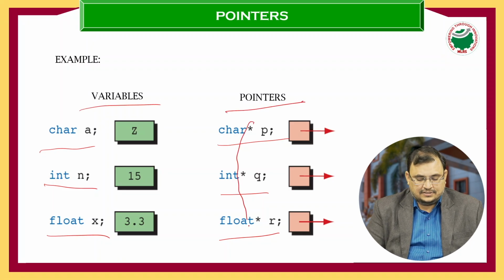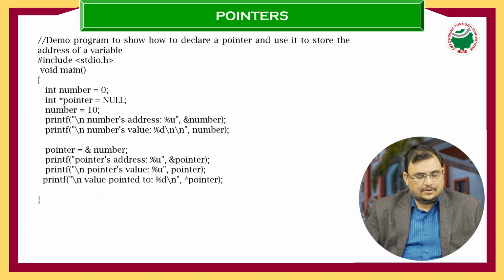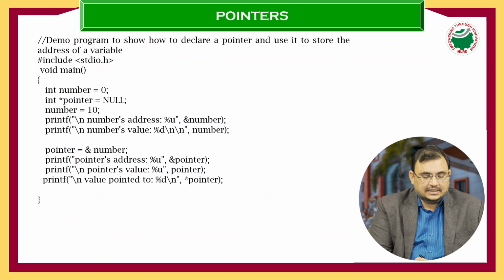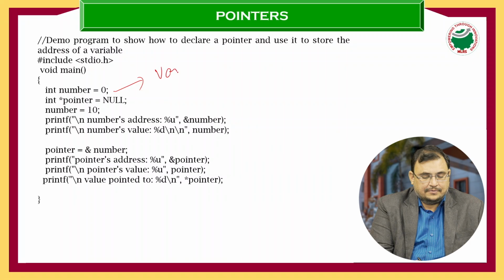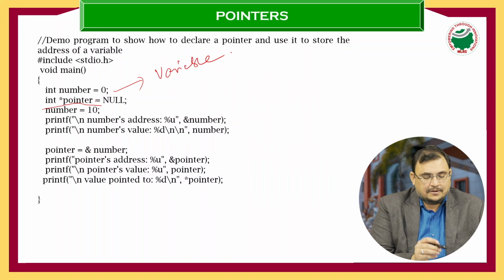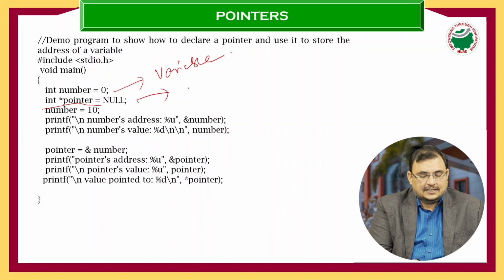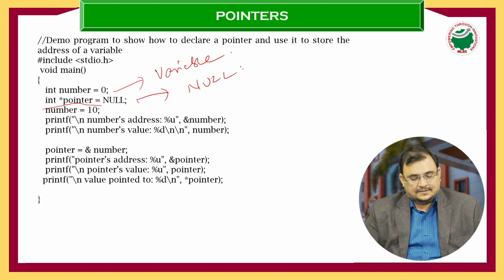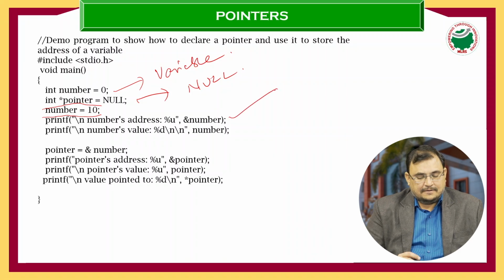So the extra thing is that we are using this type of operator. This operator is used for defining or declaring the pointers. For example, you can consider a program. Here I am using a number and initializing its value with 0. So number is a normal integer variable, and I am using a pointer called int *pointer. So pointer is an integer pointer, and we are initializing it with a null value. Null is also a pointer, and here I am assigning number with 10. So I am printing &number.